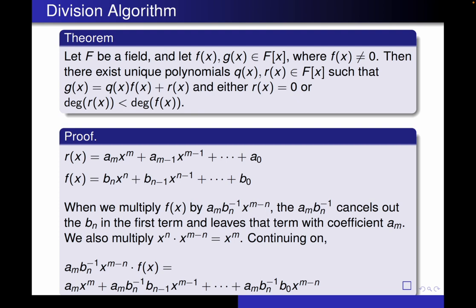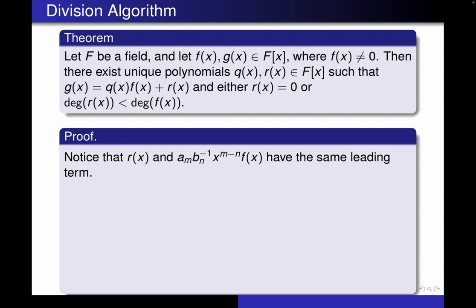And then the rest of the terms are multiplied by, first of all, we multiply the powers of x by x to the m minus n. And so we end up with the powers x to the m minus 1, x to the m minus 2, all the way down to x to the m minus n for the lowest one. And then also the coefficients are going to be multiplied by a_m b_n inverse. But not on the first one, not on the leading one, because our b_n and b_n inverse cancel each other out, leaving us with a_m.